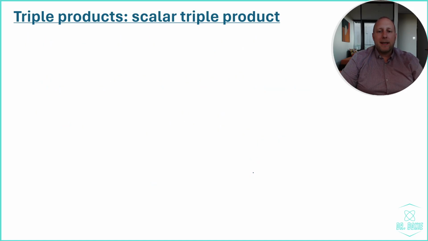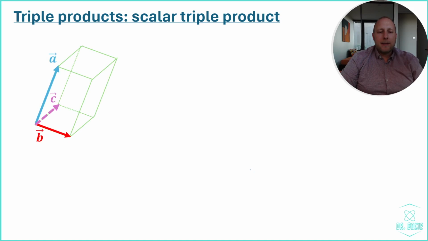What is the meaning of the scalar triple product? Well, let's take three vectors a, b, and c. In general, they form a parallelepiped. It's the three-dimensional equivalent of a parallelogram. I want to calculate the volume of this. Now, this is the area of the base times the height.